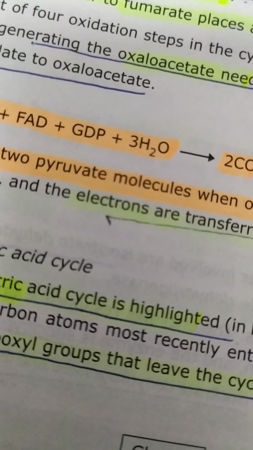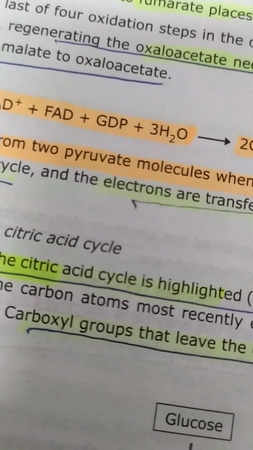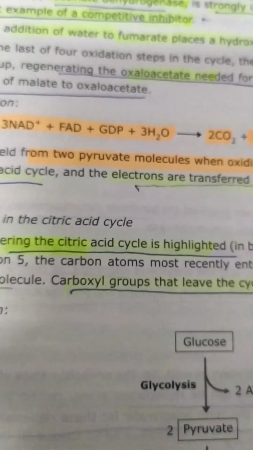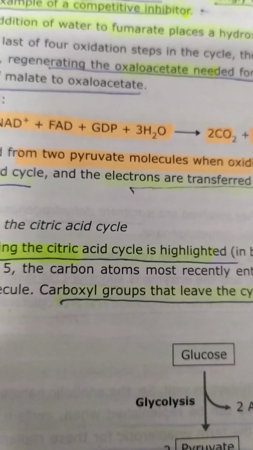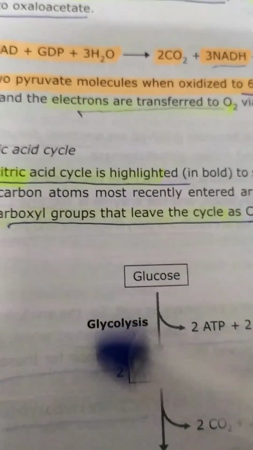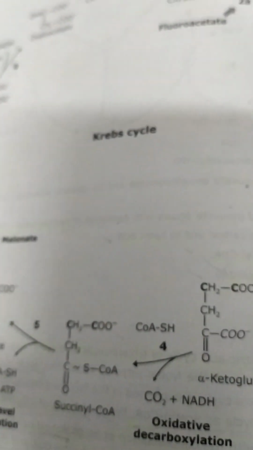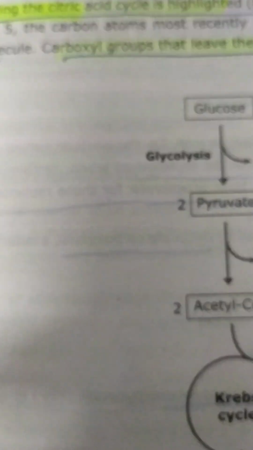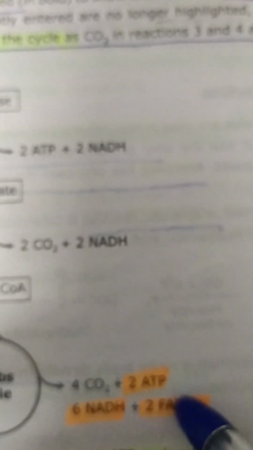And if there is oxygen in the electron transport chain, that is called aerobic metabolic pathway because of oxygen. So Krebs cycle is also called an aerobic metabolic pathway. And this is the final product, 6 ADP and 2 FADH2.